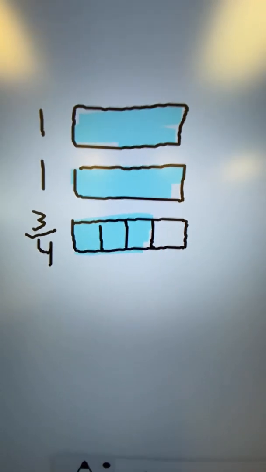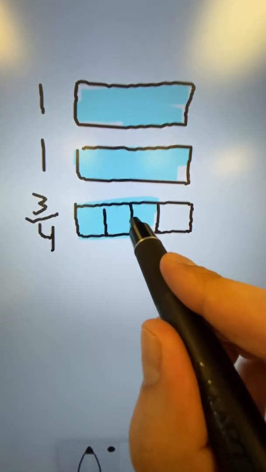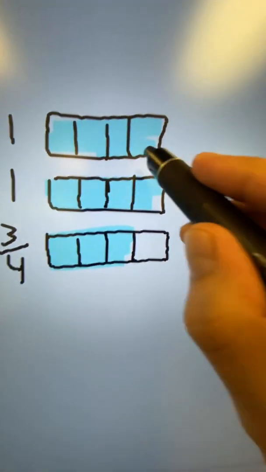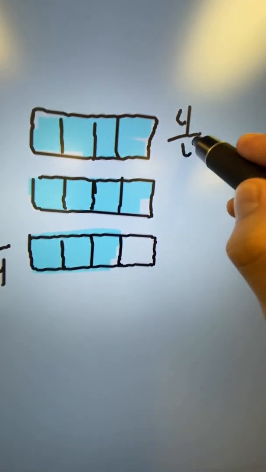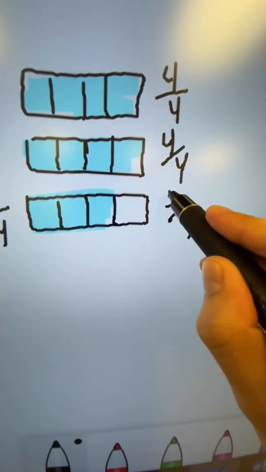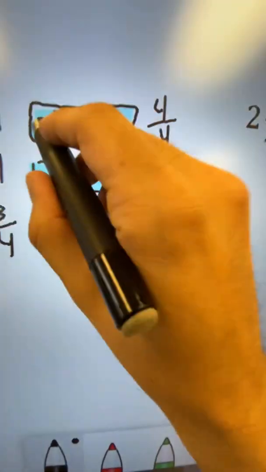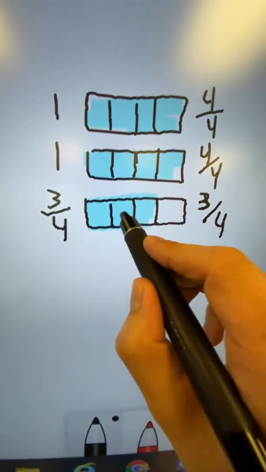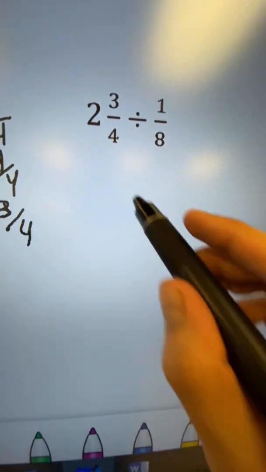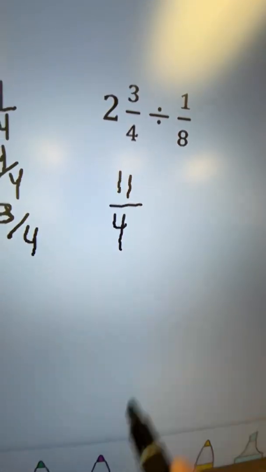Now to go to an improper fraction, all you gotta do is split this up the same way this is split up into 4 parts. So I'll do the same here, and you can see here we have 4 out of 4 shaded in, 4 out of 4 shaded in, and then 3 out of 4 shaded in. And when you combine these amounts, you get 1, 2, 3, 4, 5, 6, 7, 8, 9, 10, 11 fourths. So 2 3/4 is the same exact thing as 11 fourths.